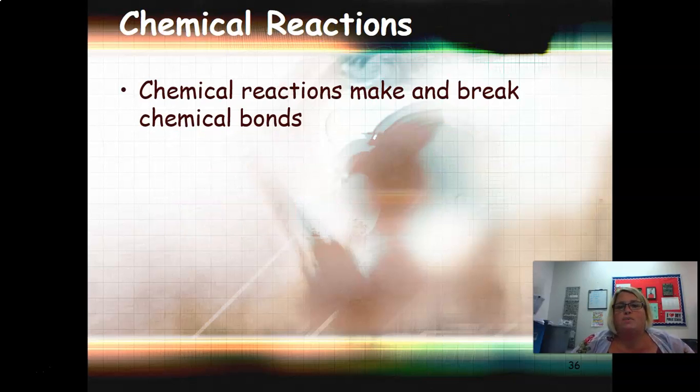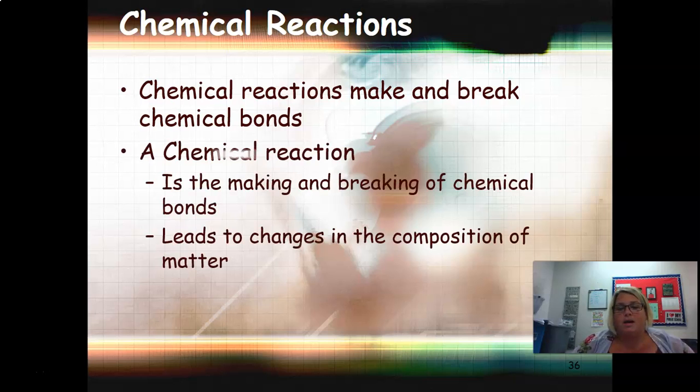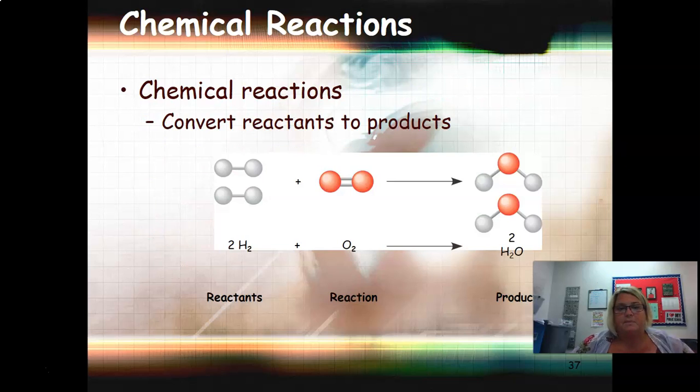So when you start talking about chemical reactions, that's what makes and breaks your chemical bonds. A chemical reaction is the making and breaking of chemical bonds. It leads to changes in the composition of matter. So if we look at the reactants, 2H2, and you add the reactant oxygen, O2, your product is going to be 2 molecules of water, 2H2O. Convert reactants to products. That's what that is.